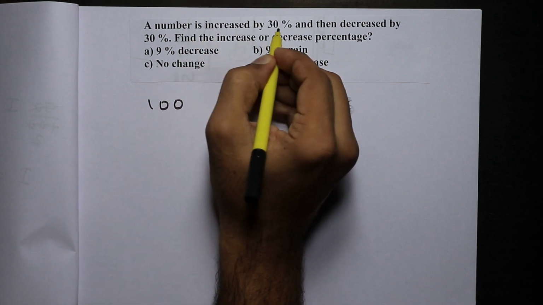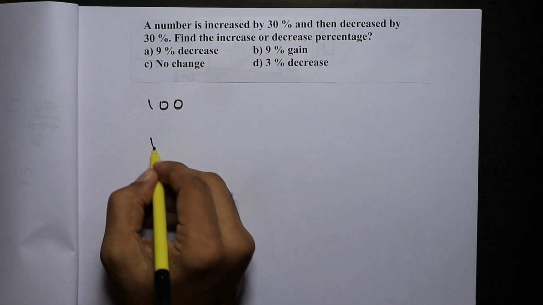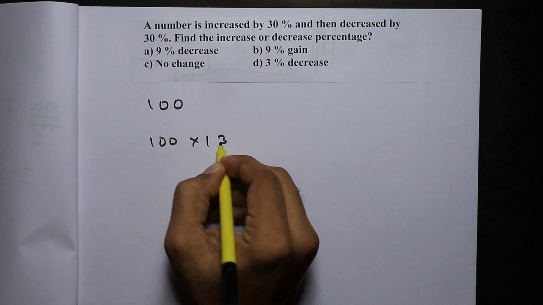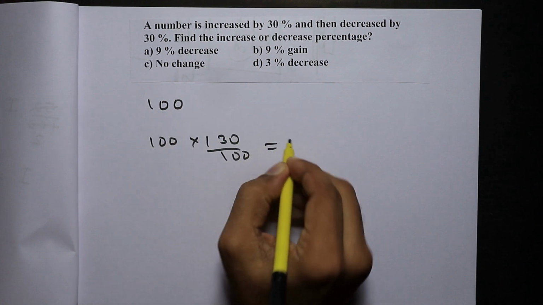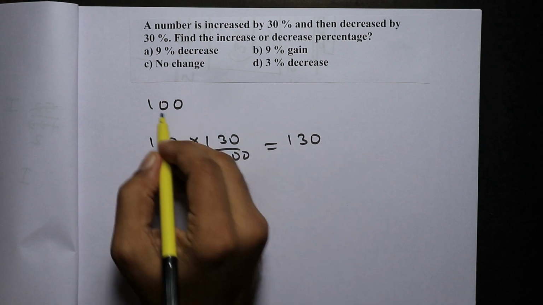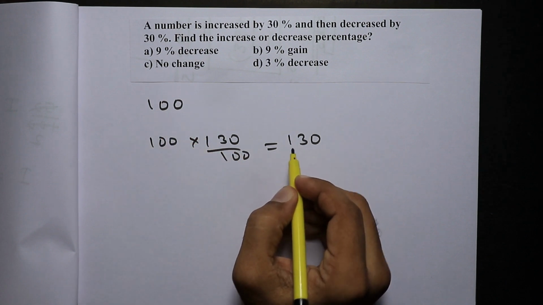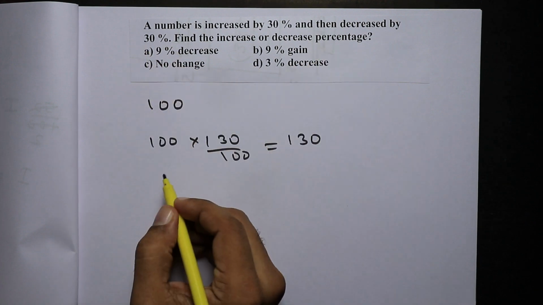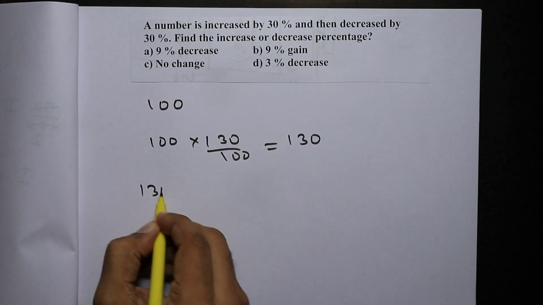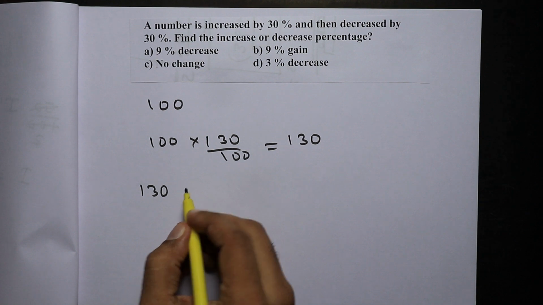Now it is originally increased by 30%. So the new number will be 100 into 130 by 100. So new number is 130. You have increased it by 30%, it has become 130. And then it has been decreased by 30%. So 130 has been decreased by 30%.